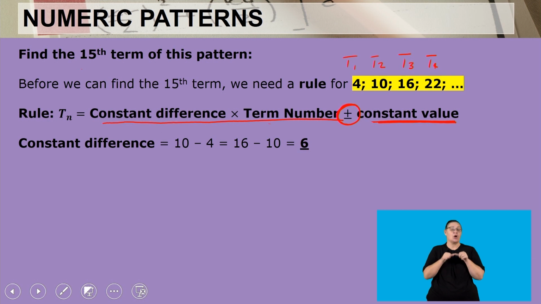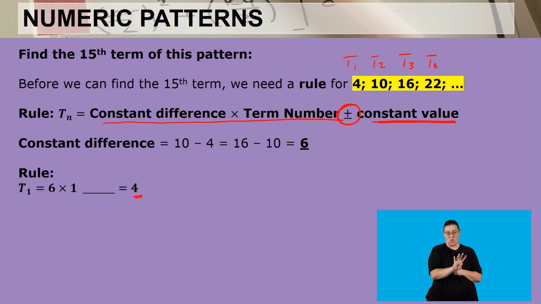So that constant difference we found by subtracting the first term from the second term, and we found that 6. Hopefully you can remember that. So now we are going to say for the first term, we know the first term is 4, right? And remember what the rule said? We are going to multiply the constant difference, which was 6, with the term number, which in this case is 1. Now we need to find that constant value that we are going to add or subtract.